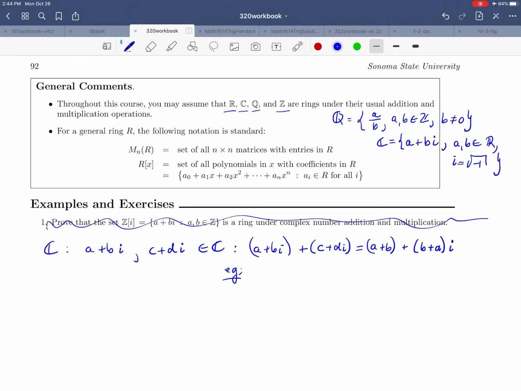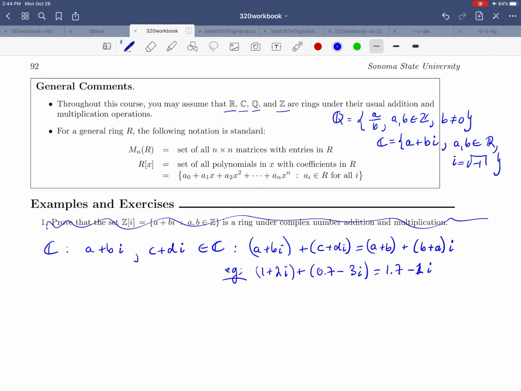So as an example, if we have 1 plus 2i, and we are adding 0.7 minus 3i, then that is 1.7. I added the real parts, and then I have 2 minus 3, that's a total of minus 1i. So that's minus 1i.